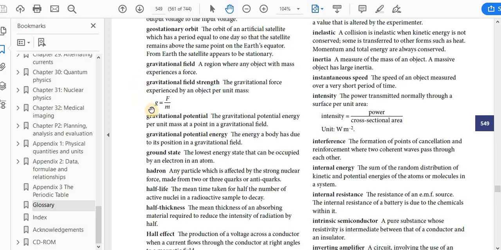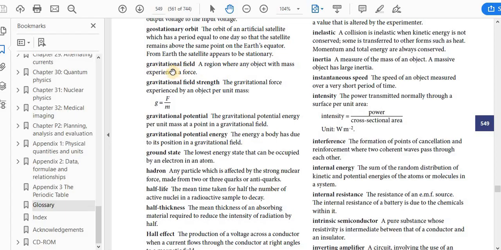Now we are looking at the glossary. You can see the gravitational field strength. This is the page. The gravitational field strength definition is given. The gravitational force experienced by an object per unit mass is the gravitational field strength, g. You should know the meaning of gravitational field strength also. This is from the equation F equals ma. F is now W, the weight, a is g. So we get g equals F over m. The gravitational force experienced by an object per unit mass. Force per unit mass. That is the gravitational field strength.